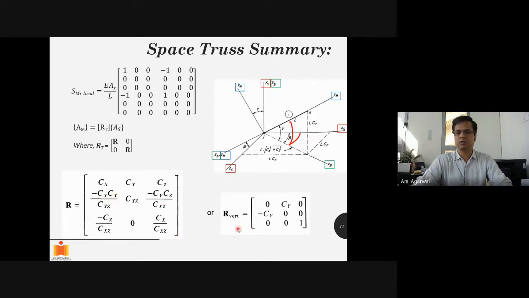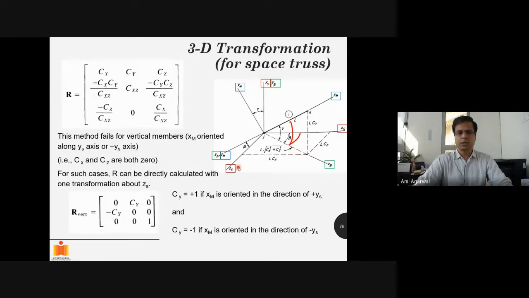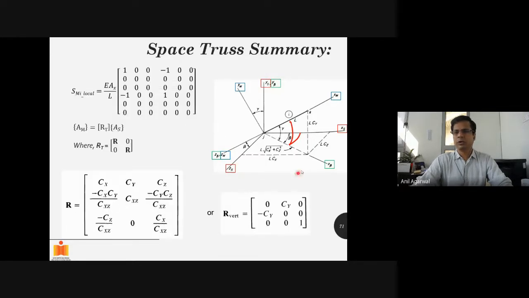If these values you are using, then you cannot use the same matrix for a vertical member because some of the terms will be divided by 0. In that case, you can skip one transformation. Basically, what we saw was that there were two transformations: beta transformation about the y-axis and gamma transformation about the z-axis, right? So we don't have to do the beta transformation about the y-axis. We only need to do the gamma transformation about the z-axis, and this is the resultant transformation matrix.